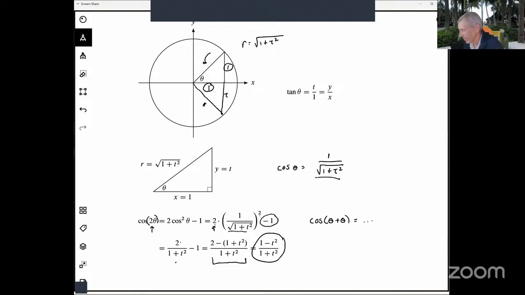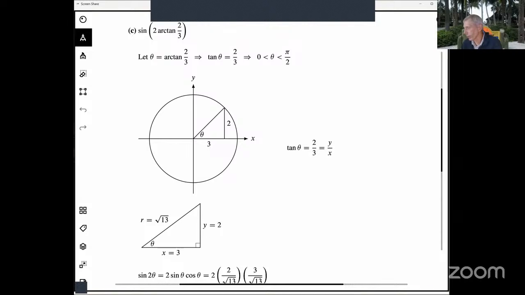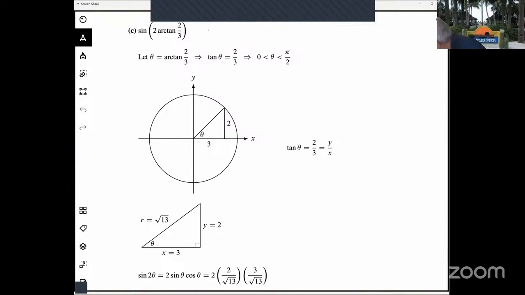Pretty cool. All right, I think I have one more, Tom, if that's okay, before I hand it over to you for some technology. Let's see, the sine of 2 times the arctangent, yikes, of 2/3. So I'm going to rewrite this one just a little bit. So this time I've got the sine, and looking ahead just a little bit, of 2 theta.